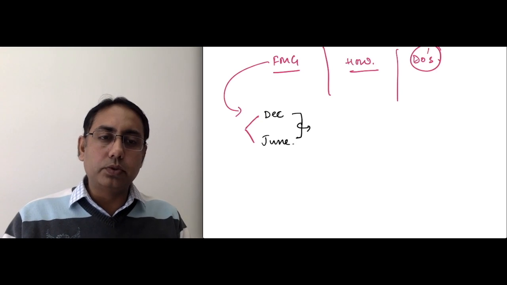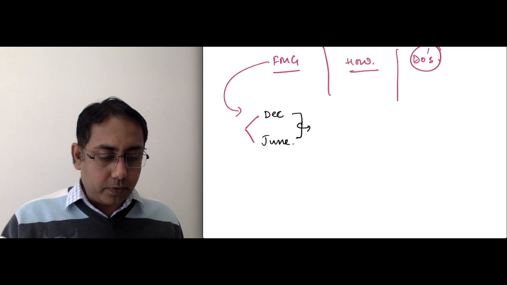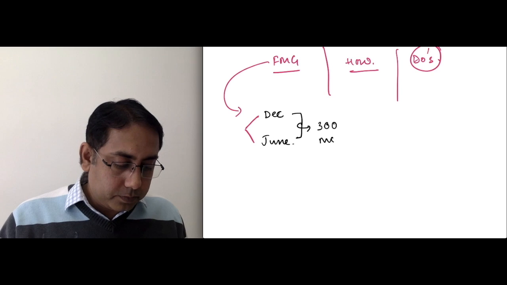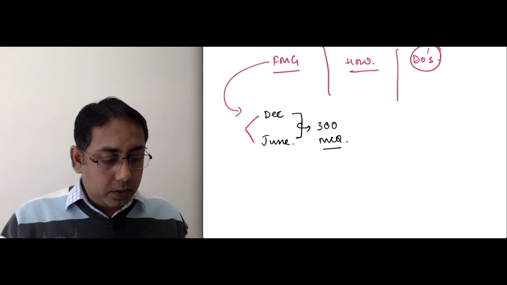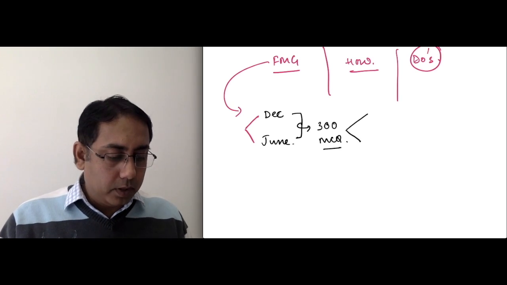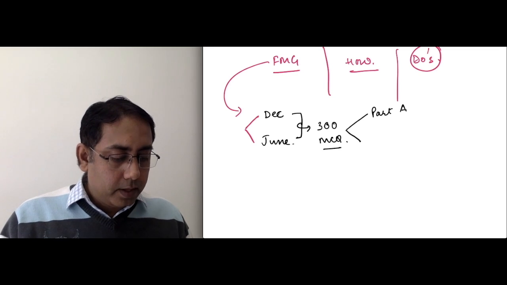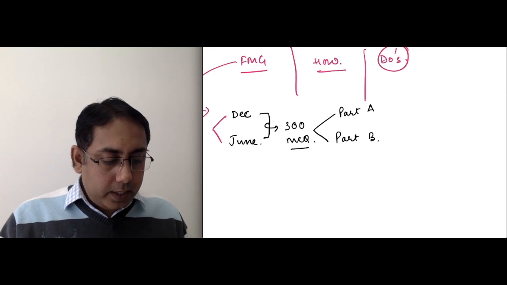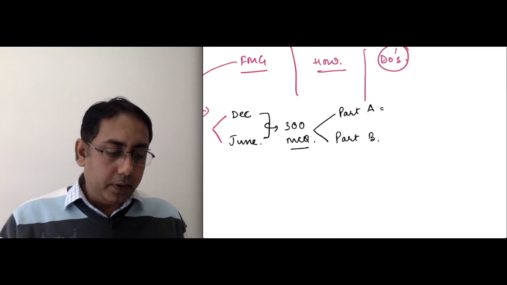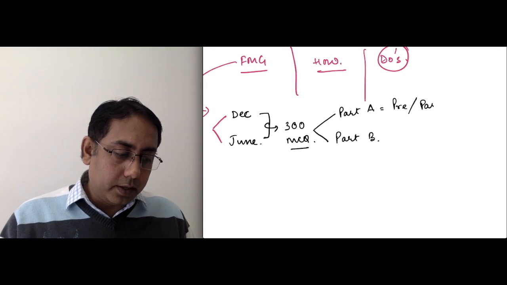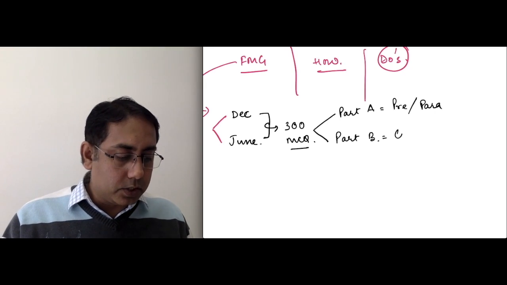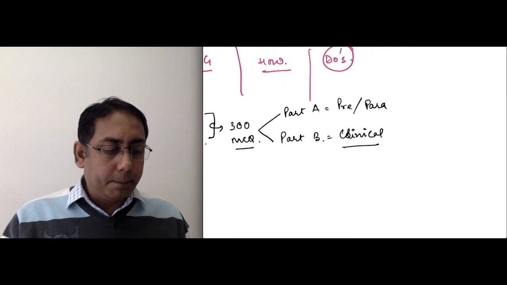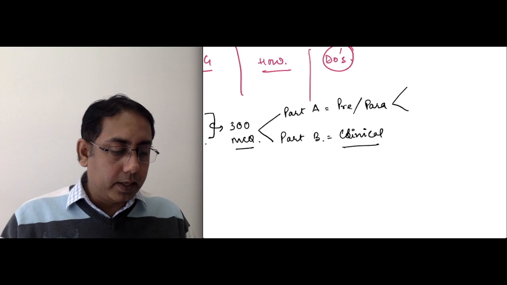So for other students who are pretty young in their MBBS curriculum, you might find this useful: there are 300 MCQs, and these 300 MCQs are to be given in two parts. You have a part A and part B of the exam. Part A consists of all the pre and the paraclinical subjects, whereas part B consists of the core clinical subjects.